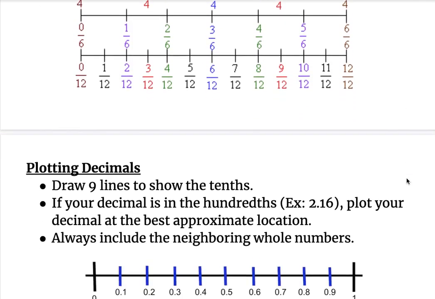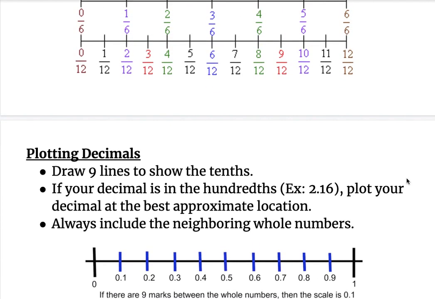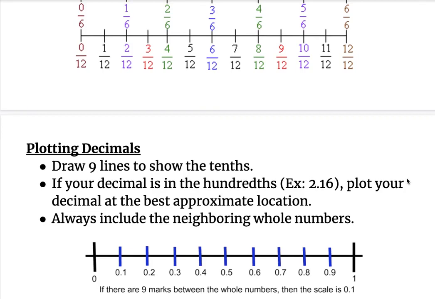All right, and then the last thing we want to cover in our notes is how to draw decimals, or plotting decimals on the number line. So decimals are very similar to your fractions, except we know that decimals go in tenths, hundredths, and thousandths, and they are multiples of 10.